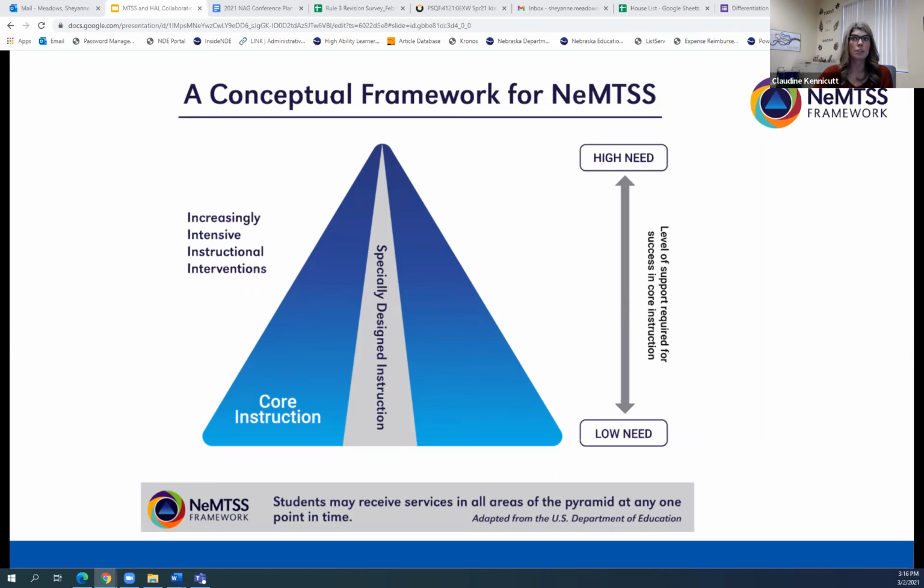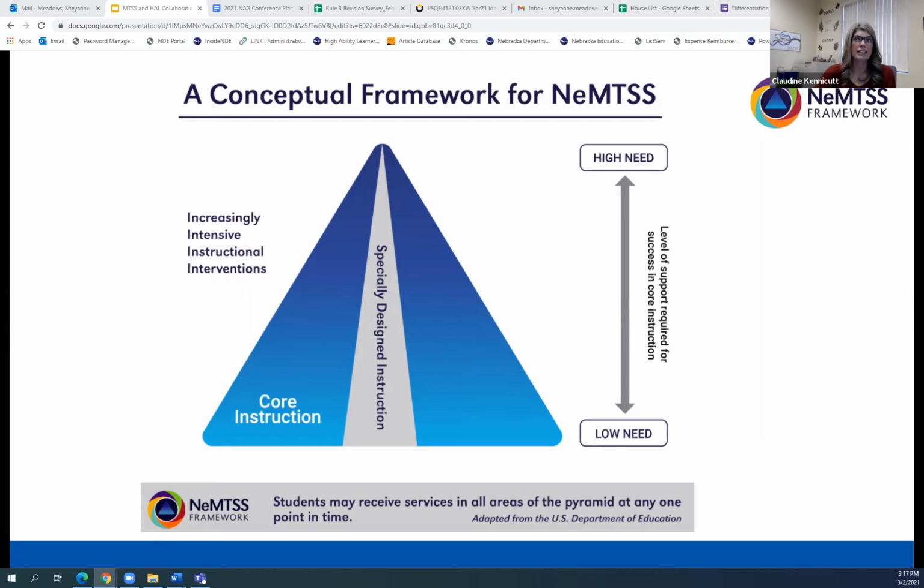So as their needs increase, whether that's students that are struggling or the students we're talking about today that already have that core knowledge, that instruction and intervention must be specifically designed to meet their needs. And this is in addition to their core, not instead of core instruction. Any one student may need additional support at any one point in time across the tiers.